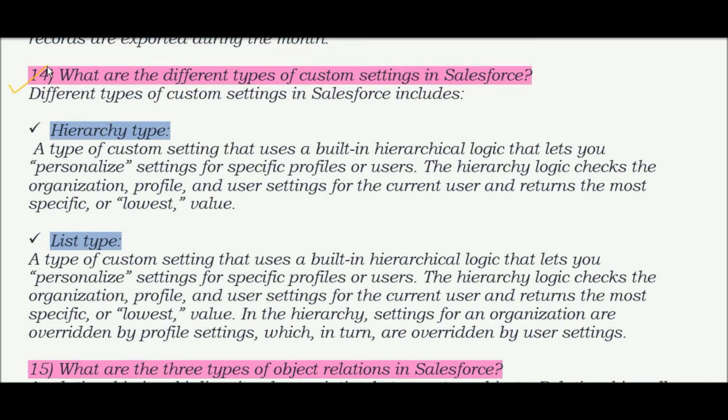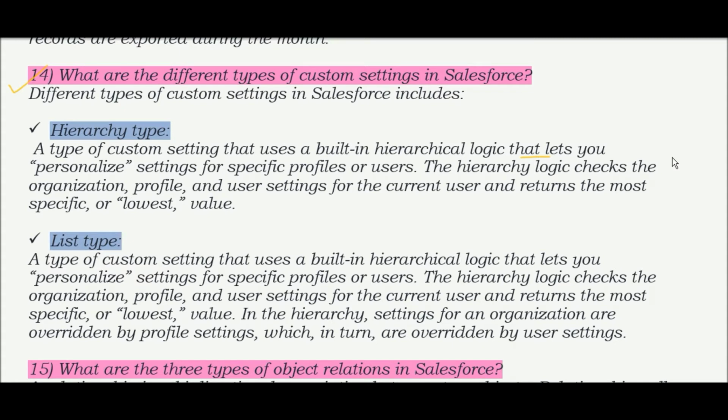Okay. Next question. What are the different types of custom settings in Salesforce? Answer. Different types of custom settings in Salesforce include hierarchy type and, second, list type. Now, hierarchy type. A type of custom setting that uses built-in hierarchical logic that lets you personalize settings for specific profiles or users. The hierarchy logic checks the organization, profile, and user settings for the current user and returns the most specific or lowest value.